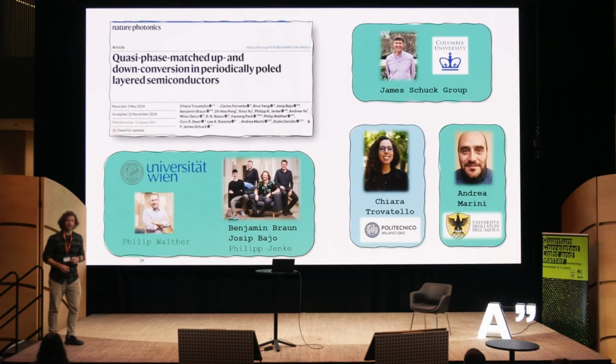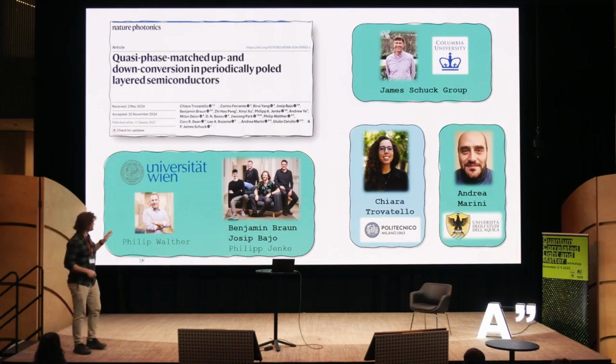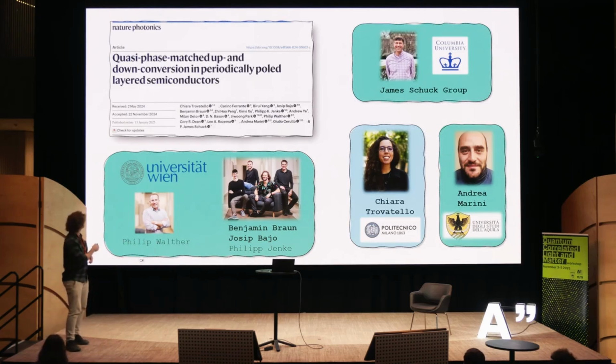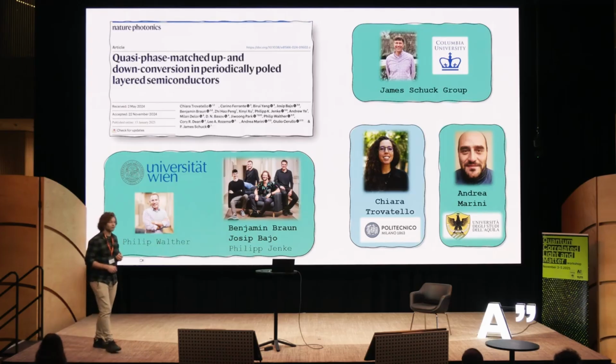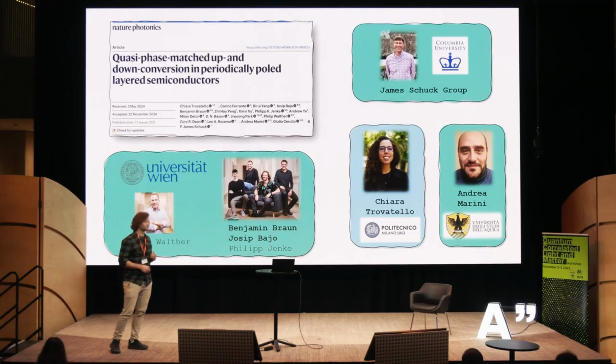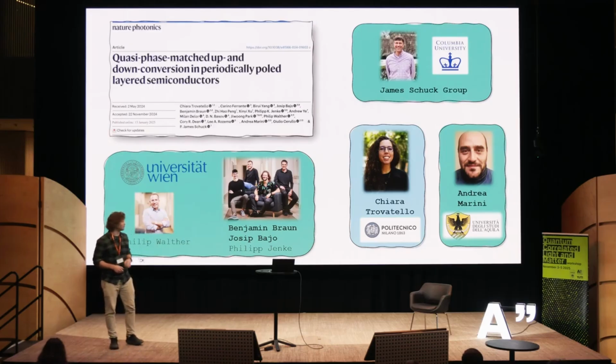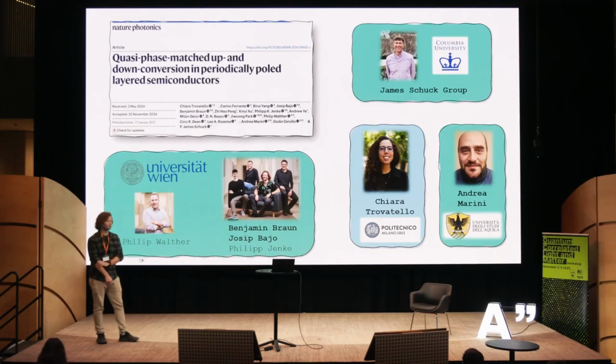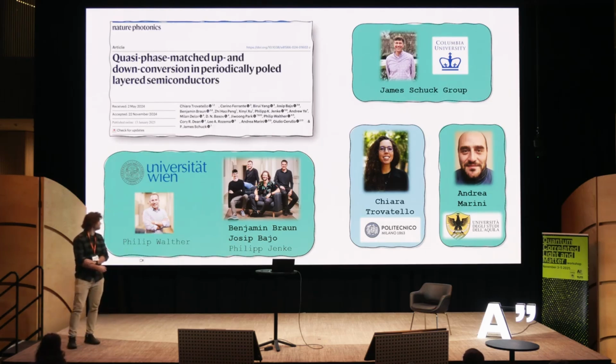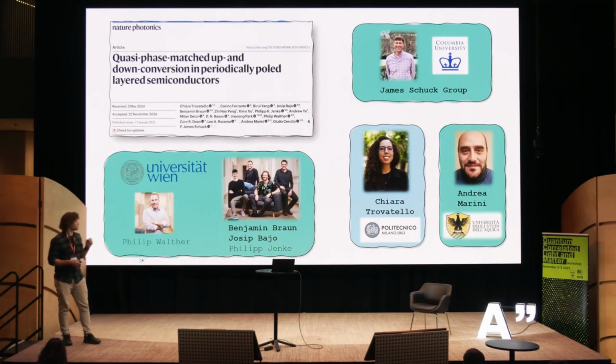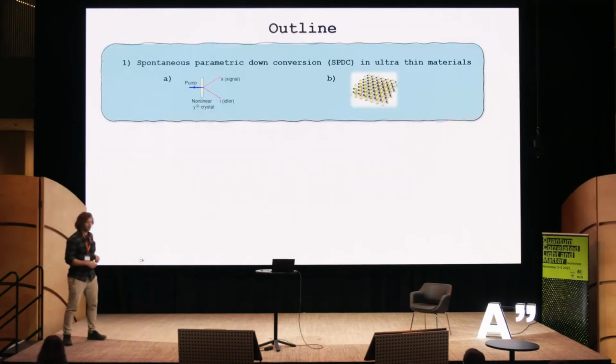I also want to start by acknowledging all of the collaborators that went into this work. About the first two-thirds or half of the talk, depending on how fast I am, will be presenting the results of this paper that we were involved in, where the sample fabrication and everything was done at Columbia University in the Jim Schuck group. Since then, we've carried on this work, and we're working in particular with Chiara Trovatello, who did her postdoc in Columbia, and now she's starting up her own group in Milan. We've also been starting to work with Andrea Marini as a theorist to help us describe and model what we're seeing in these materials. The PhD students who did most of the measurements here were Benjamin Brown and Josep Bajo. I think that's that. And with that, I'll get to the science.